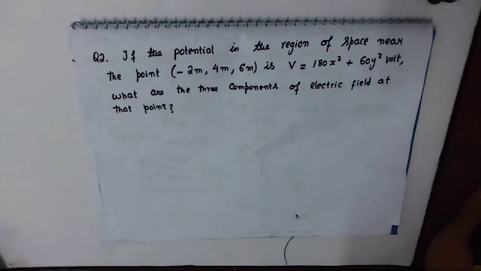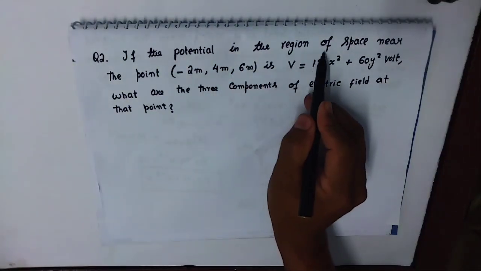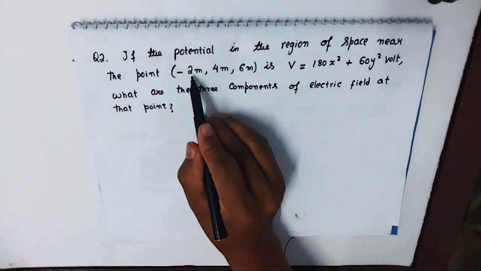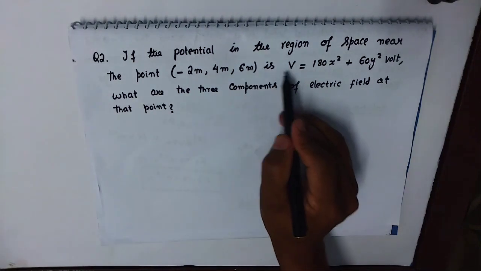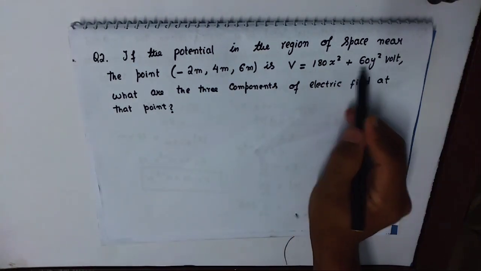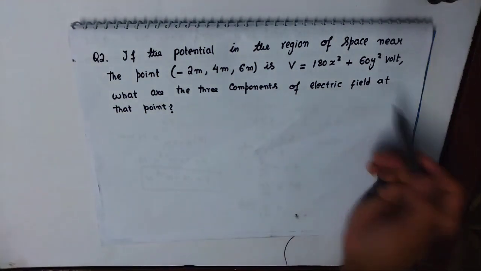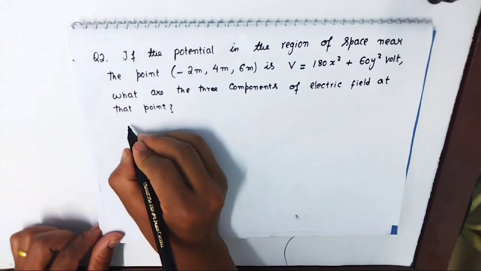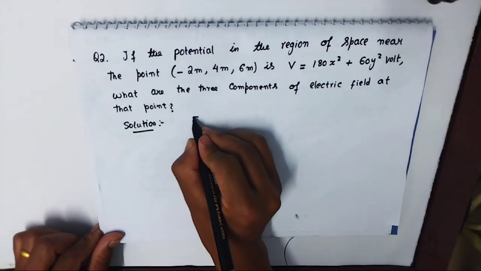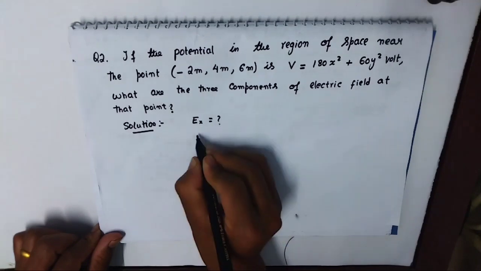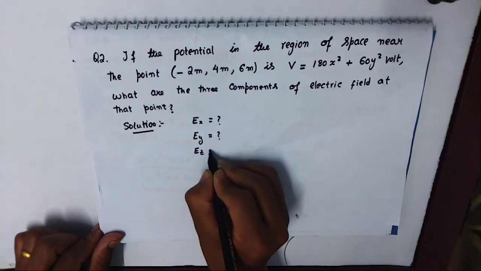So the second question says like this. If the potential in the region of space near the point minus 2 meter, 4 meter, 6 meter is V equal to 180x squared plus 60y squared volt, what are the three components of electric field at that point? That means we have to find the components of electric field, which is Ex. Then we have to find Ey, and we also have to find Ez.